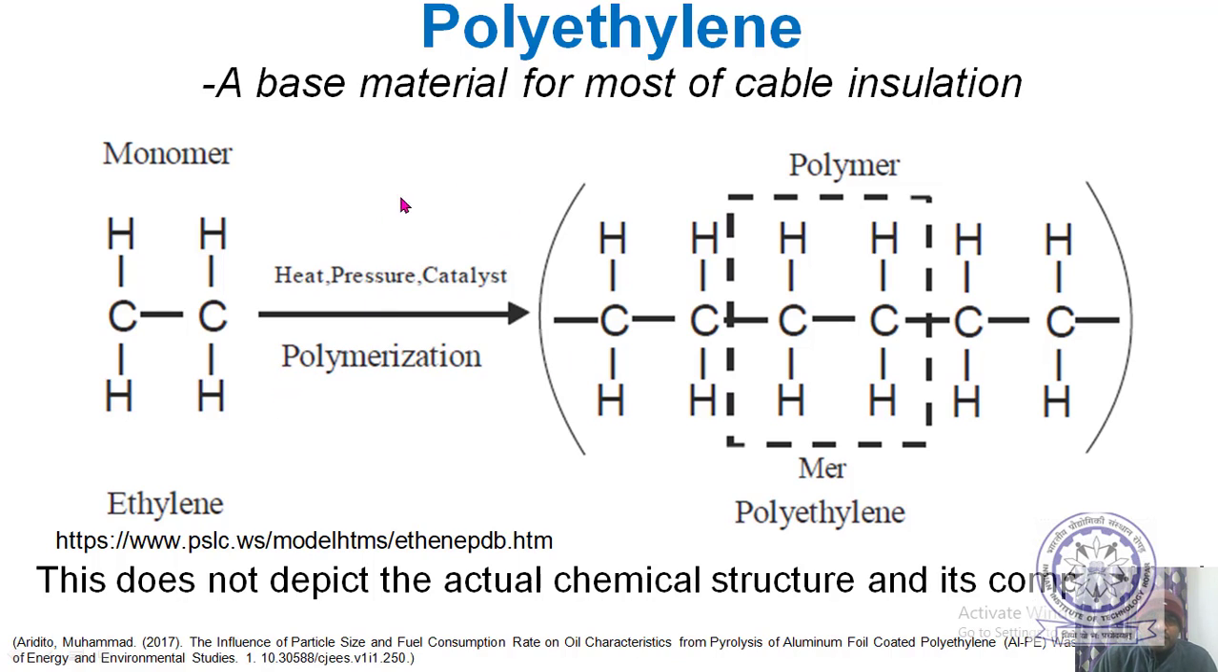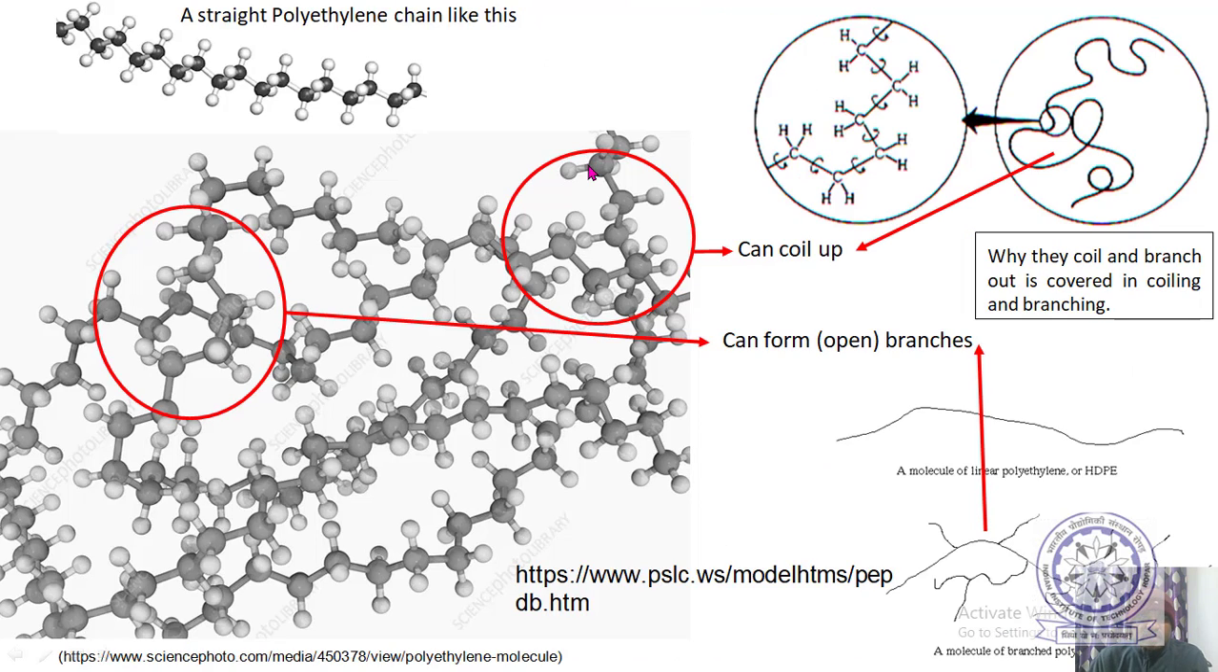For polymerization, heat, pressure and catalysts are used. There are several processes of polymerization that we will also see. Polyethylene is the base material for most of the cable insulation nowadays. Now this is a straight polyethylene chain, without any branches or coiling or anything. A simple straight polyethylene chain.